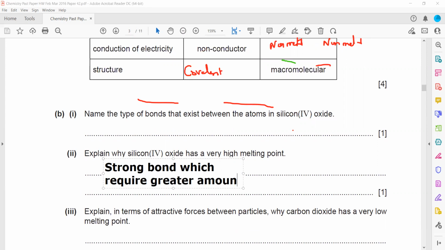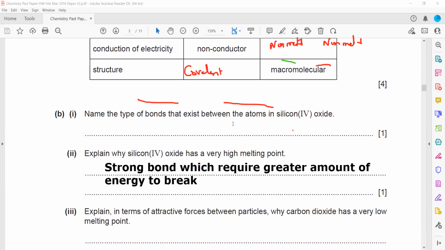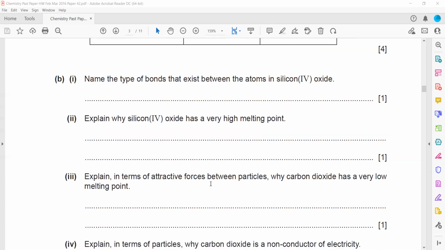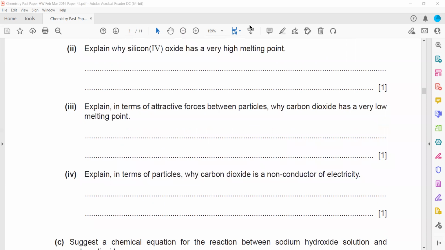So strong bonds which require a greater amount of energy to break, that's why it has a high melting point. Same thing, if the same question was there, why does carbon dioxide have a low boiling point or low melting point? Mainly carbon dioxide sublimates. So if they ask why it is low, you will mention because of weak forces between the molecules which can break down easily. That's why it will have a low melting point.